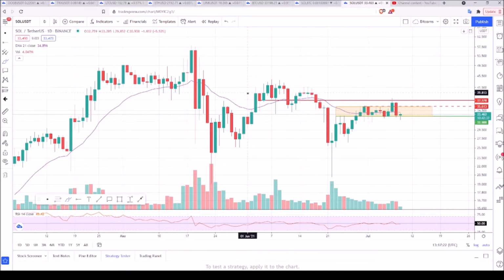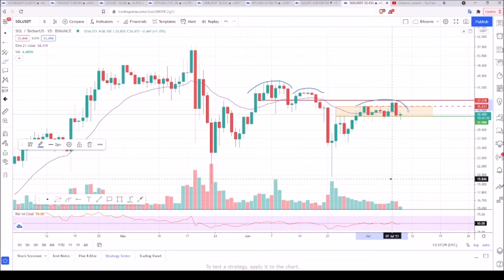So if you look at how these tops kind of round out when they're going to fail, we're kind of getting that sort of thing happening again.